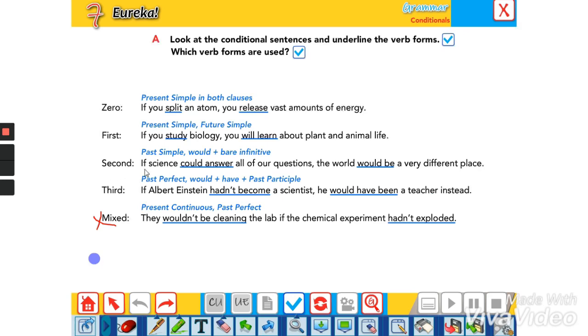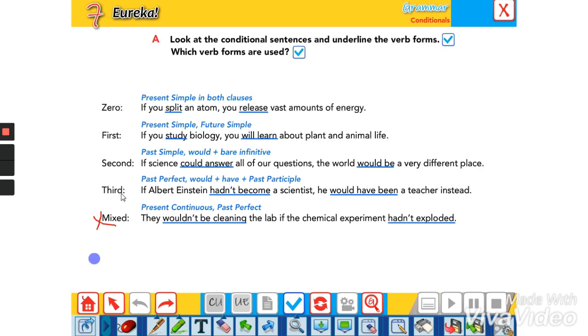Second conditional. If science could answer all of our questions, the world would be a very different place. So could answer, we're talking about the past from can, which is could. So here we have past simple. And in the second part, which is the main clause, we have would be, would followed by the base form of the verb because it's the second conditional.